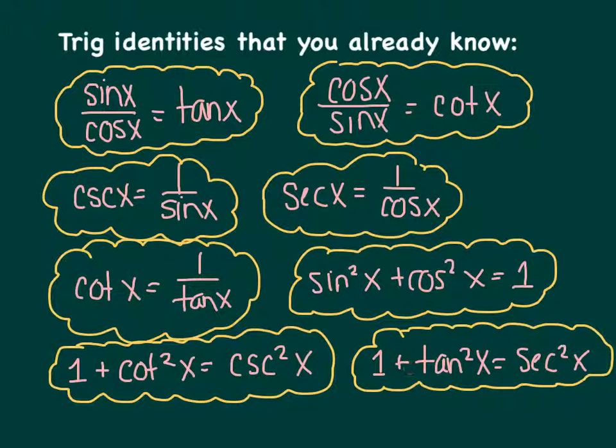And then we have our three Pythagorean identities, which are really all derived from this first one, that sine squared plus cosine squared equals 1. All of these are identities you'll probably use when you prove more complicated identities.